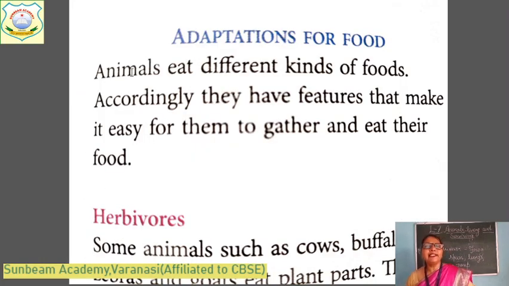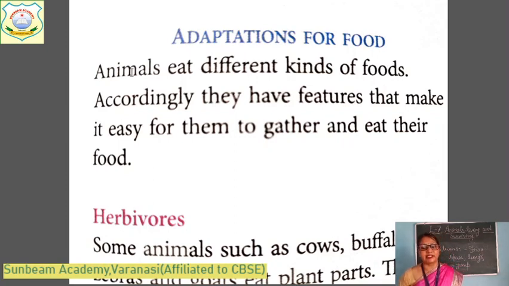Now children, these are the adaptations for the habitat. जो अभी हमने पढ़ा था, terrestrial animals, aquatic animals, aerial animals, arboreal animals. These are for living in different habitats. Animals have also adapted for their food. Animals eat different kinds of food. Accordingly, they have features that make it easy for them to gather and eat their food. On the basis of the food they eat, they are divided into three groups.